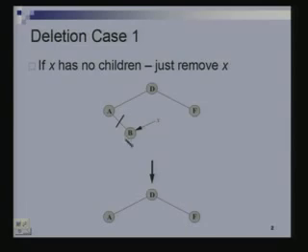If b were the left child, then we would have set the left child of a to null, and after the deletion this is the tree that would be left. So, if the node that you are trying to delete is a leaf node, then the problem is trivial.